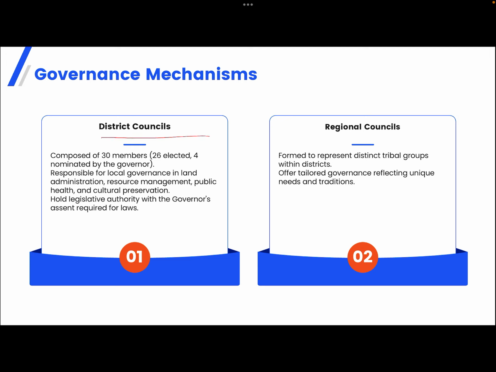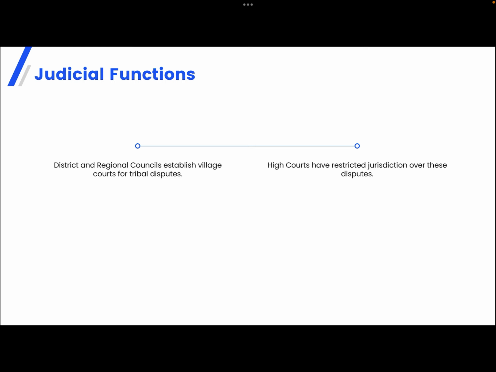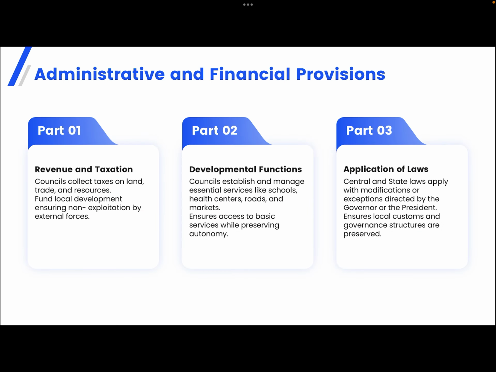So the district councils have 30 members. I have already said, they are responsible for what? Land administration, resource management, public health and preservation, etc., and hold legislative authority with the governor's assent or permission. Regional councils are formed to represent distinct tribal groups within the districts, for a very detailed governance, which reflects the unique needs and traditions of these tribal groups. You have a judicial function also. District and regional councils establish village courts. High courts have a restricted jurisdiction over these disputes.